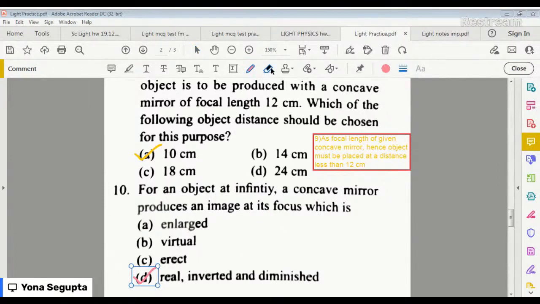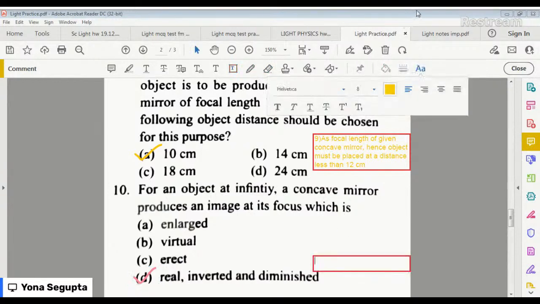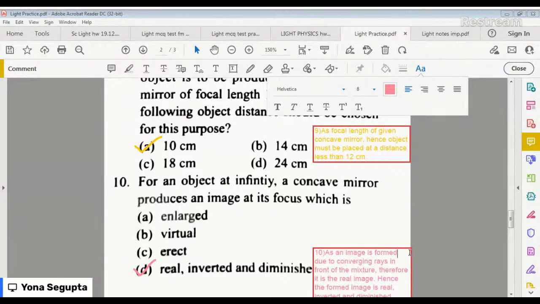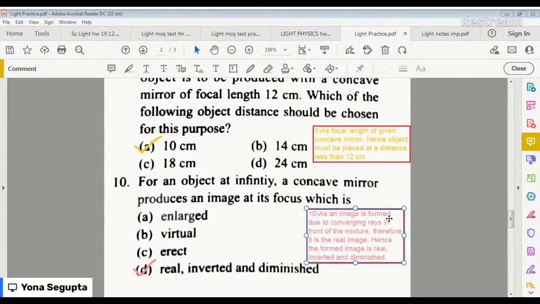But why? There must be a reason for that. Because the image is formed due to converging rays in front of the mirror, therefore it is a real image. So hence the formed image is real, inverted, and diminished. Okay, so this is the answer. So this is all for today.